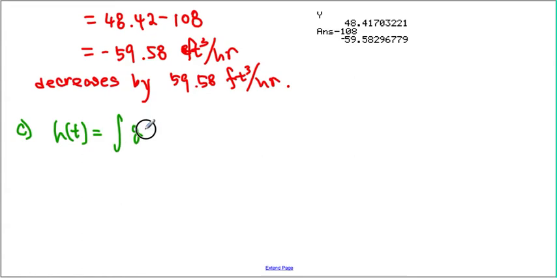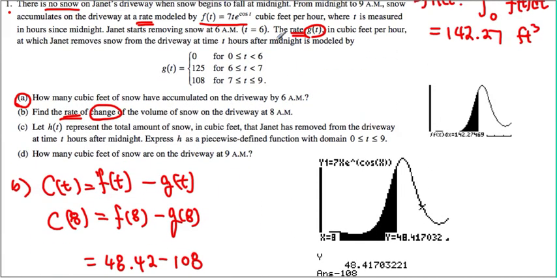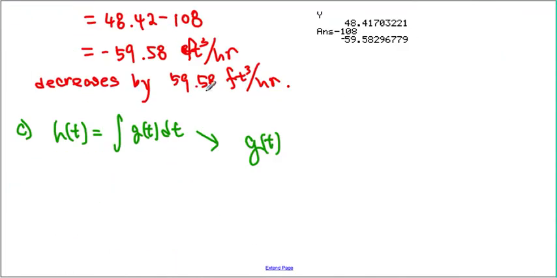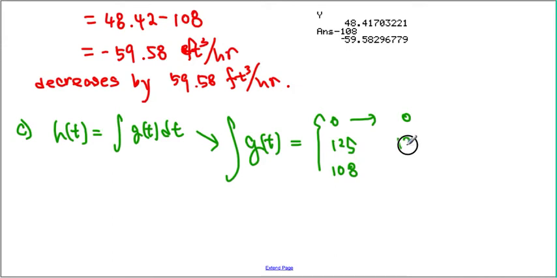We're looking at g of t dt, but let's look at this one once again. Since g of t had three different cases, 0, 125, and 108. 0 simply becomes 0 when you integrate. 125 is 125t, and then 108 is 108t, both of them plus c.